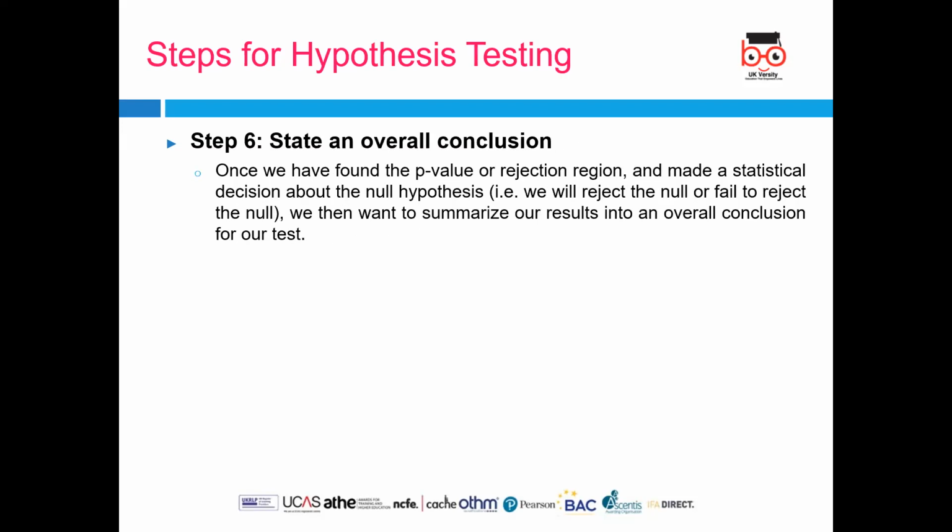Now the final step is to make an overall conclusion based on the statistical result. Once we have found the p-value or the rejection region and made a statistical decision about the null hypothesis, we will reject the null or fail to reject the null. It can be either of the two conditions. Then we want to summarize the results into an overall conclusion for our test. That is the final step in hypothesis testing. Then you present the research findings based on your statistical test, where you have either rejected the null hypothesis or failed to reject the null hypothesis.